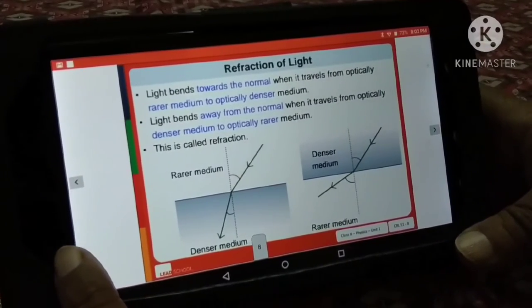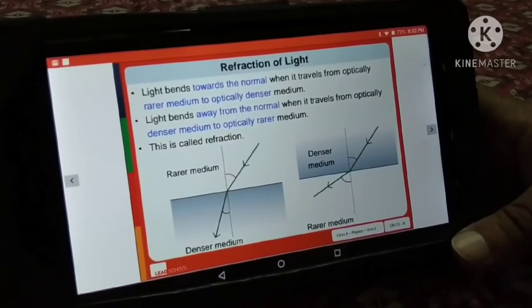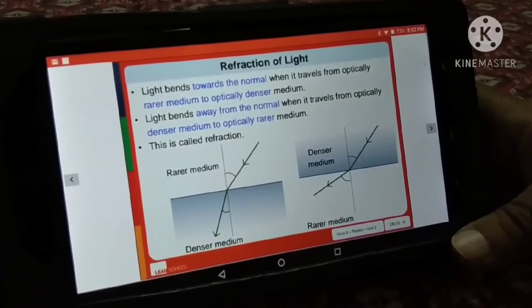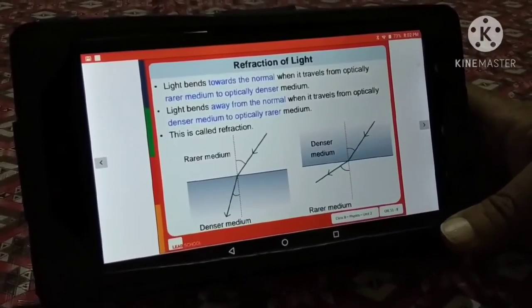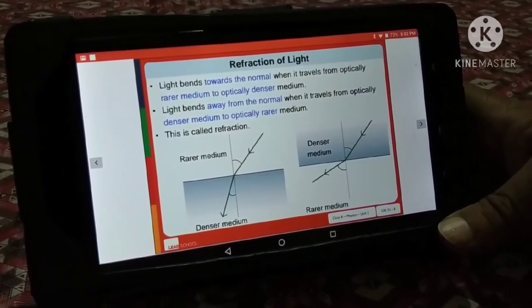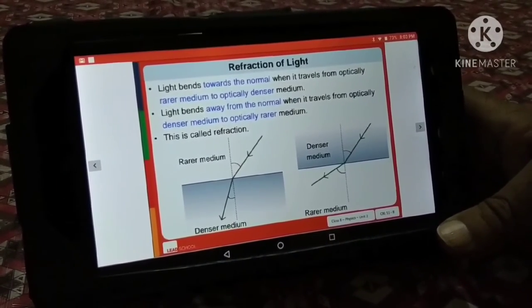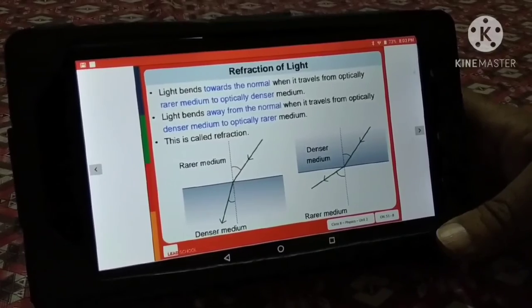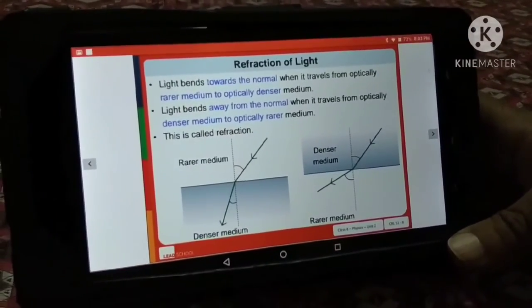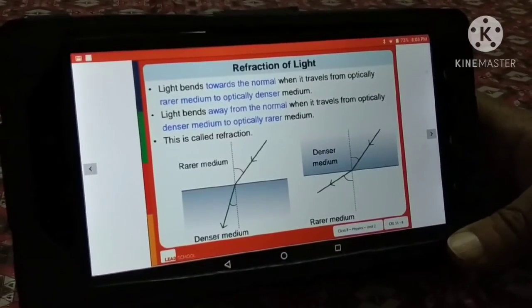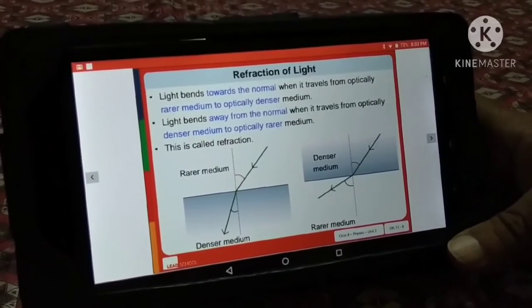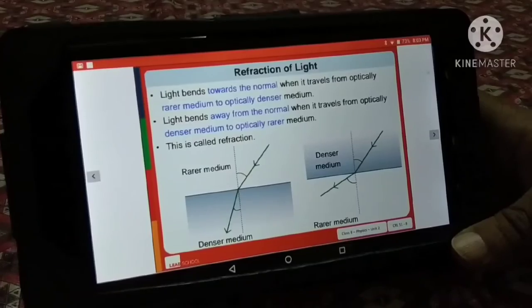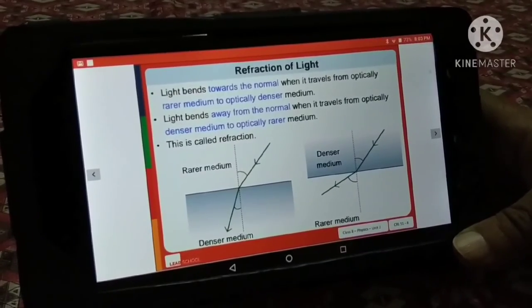So, what is refraction of light? We have seen that light bends towards the normal when it travels from optically rarer medium to optically denser medium. And light bends away from the normal when it travels from optically denser medium to optically rarer medium. This is called refraction.